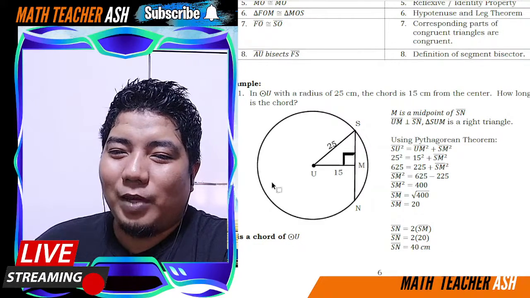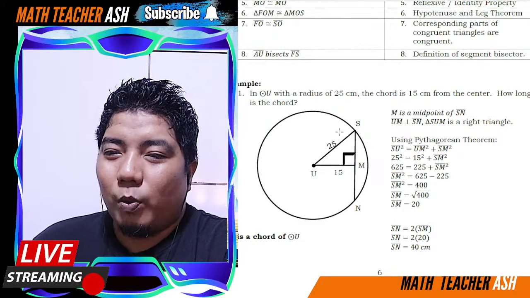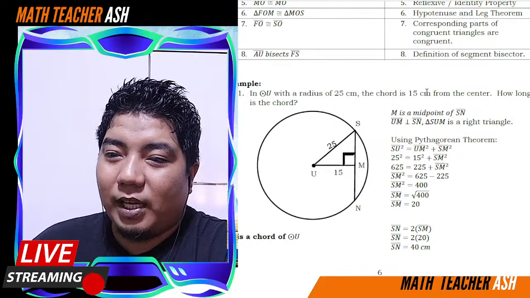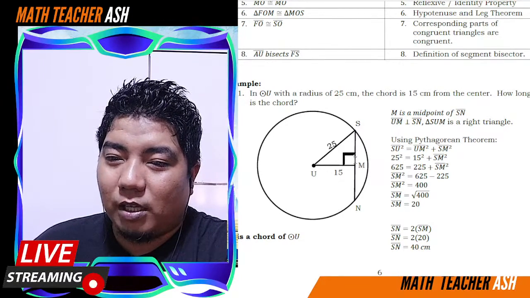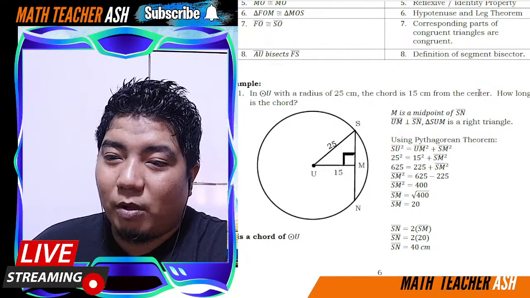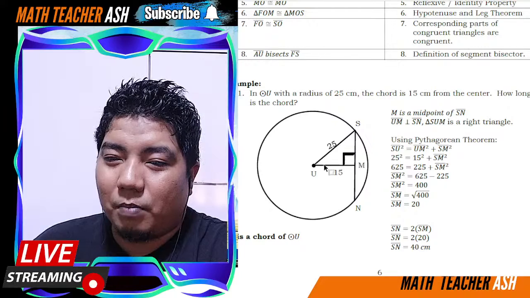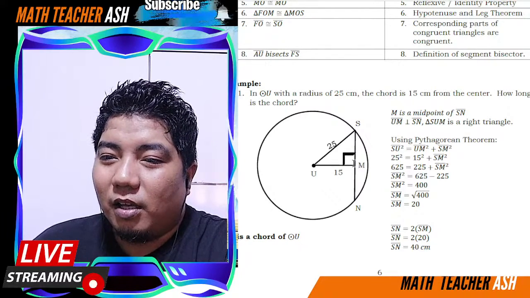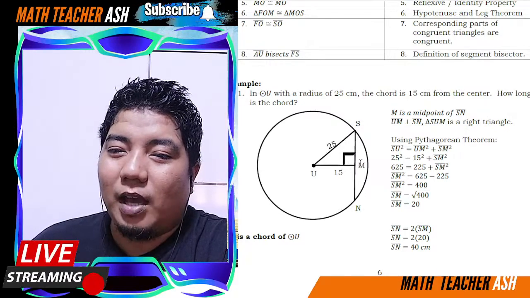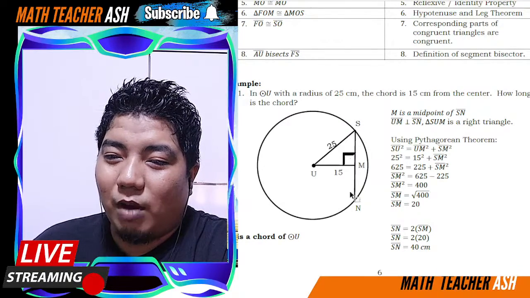Okay. So, in the circle U, with the radius 25, okay, ito yon. The chord is 15 cm long. So, this is the chord. Okay. 15 cm long from the center. So, ito yon, the chord. But this is not a chord. Okay. So, this is a line segment, 15 cm. Okay. How long is the chord? Ganito yon. How long is the chord?